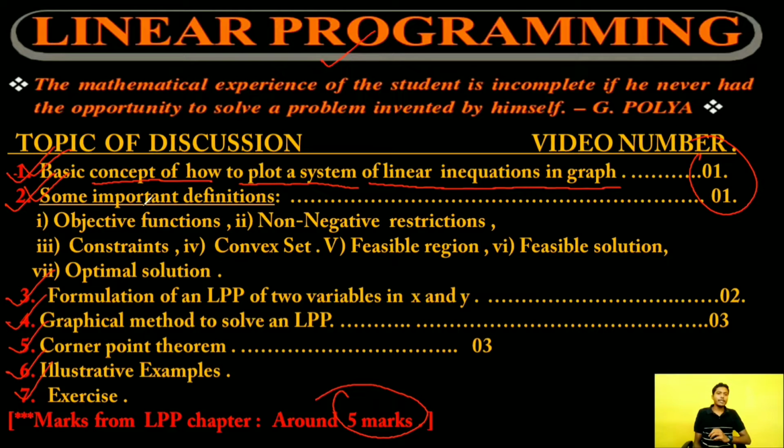some important definitions. Number 1, objective function. Number 2, non-negative restrictions. Number 3, constraints. Number 4, convex set. Number 5, feasible region. Number 6, feasible solution. And number 7, optimal solution.